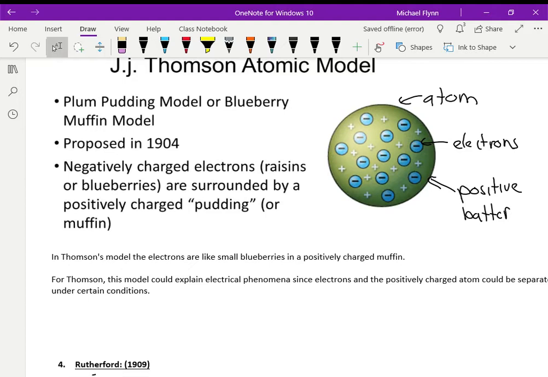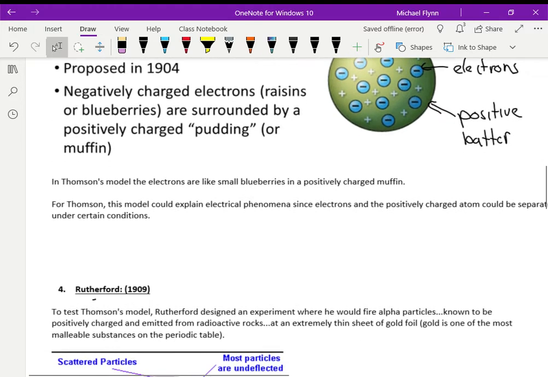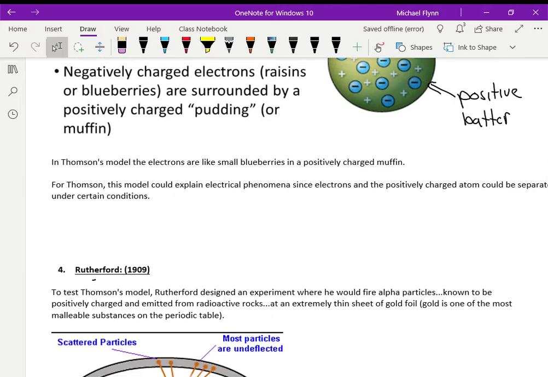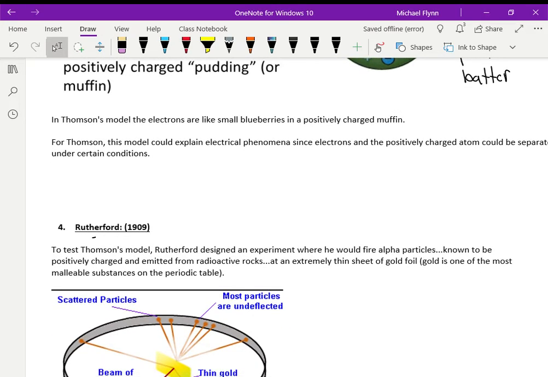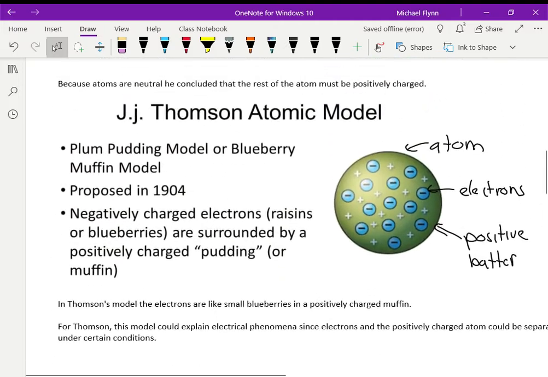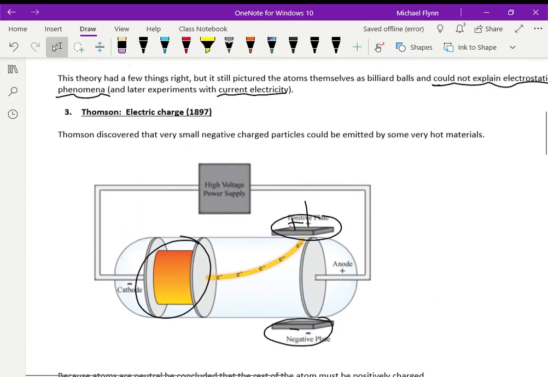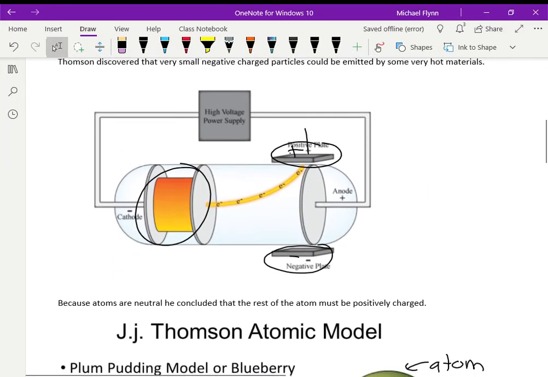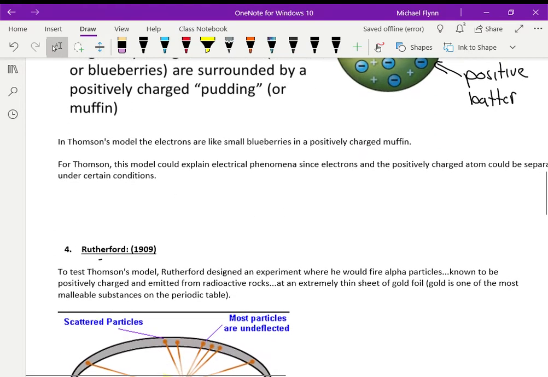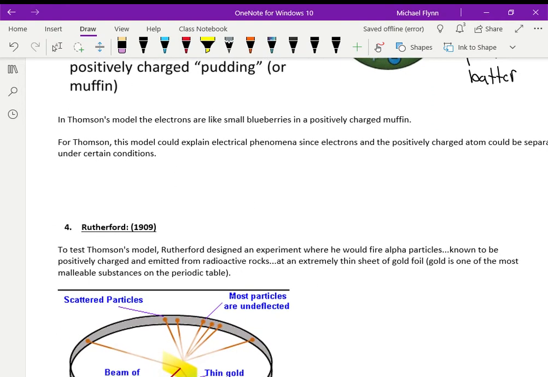Now this helped explain electricity because after all, if you heat this up, maybe those blueberries can shoot out of there and you end up getting a flow of charge, and maybe that explains how electricity works, right? Okay, so now, here's the deal. The story doesn't end there. Along comes this guy. So now this is what date was this? This was 1897. So 10 years later, roughly, 12 years later to be precise.